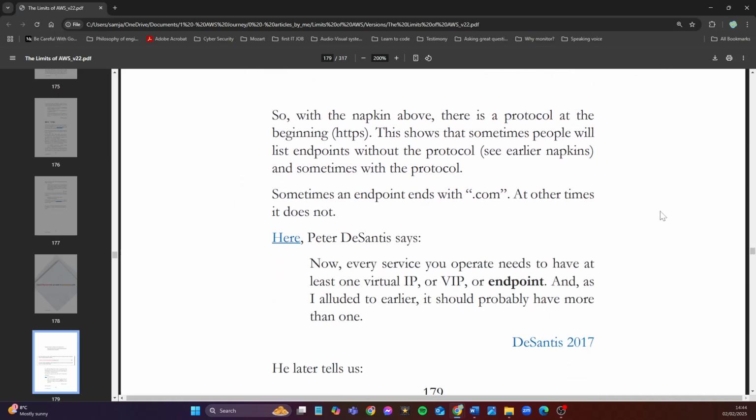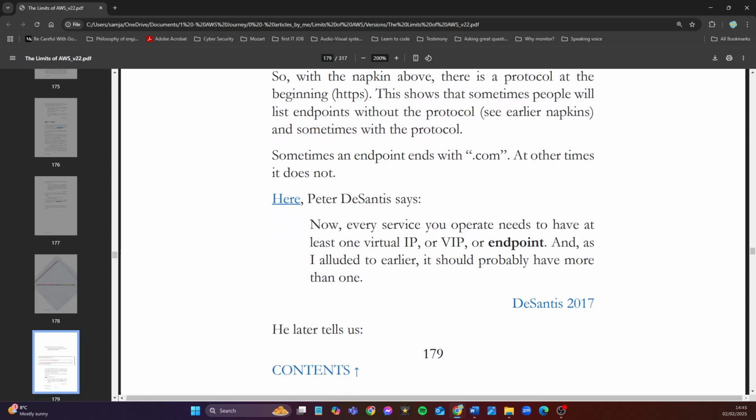So with the napkin above, there's a protocol at the beginning, which is HTTPS. This shows that sometimes people will list endpoints without the protocol. See the earlier napkins. And sometimes with the protocol. Okay, that's fine. Sometimes they do, sometimes they don't. Sometimes an endpoint ends with com. At other times, it does not.